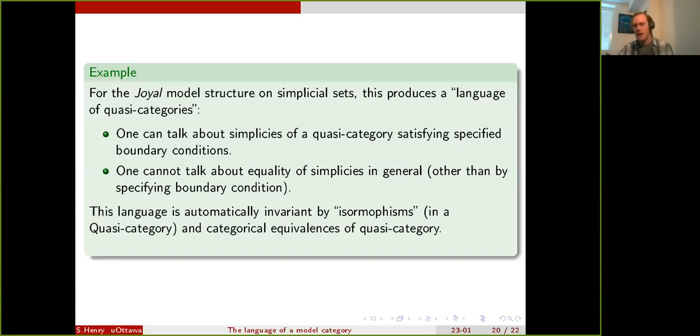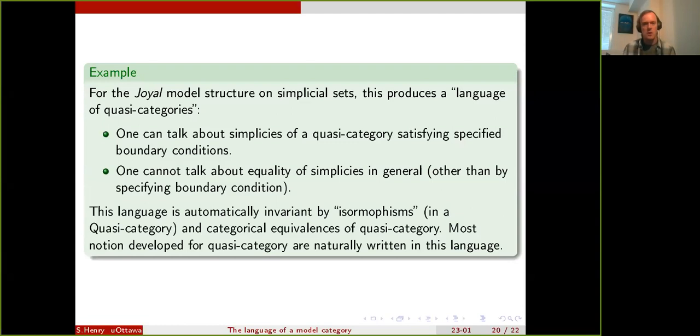And so by the general theorem I've mentioned, this language of quasi-category is automatically invariant by isomorphism and equivalence of quasi-category. And you can observe that a lot of notions developed for quasi-category, like limits, co-limits, final objects, and so on, are very naturally written in this language. In fact, if you open Jacob Lurie's book, Higher Topos Theory or Higher Algebra, you will see that most definitions are in this language.